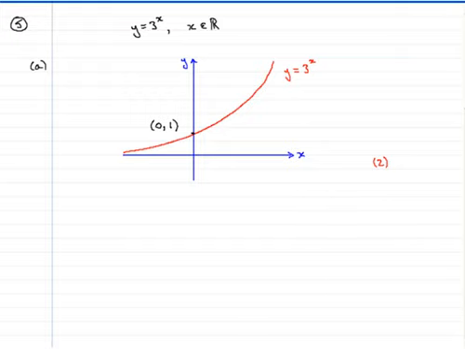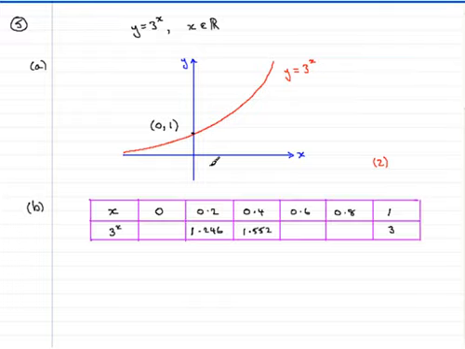Okay, so we move on to part B now. Now in part B, we're given a table. Let's just bring that table up. There's the table. We're given this table and asked to complete it, giving the values of 3 to the power x to 3 decimal places. We've got to fill in these empty spaces here. So I'll give you a few moments just to write those values in. Just pause the video, come back when you're ready.